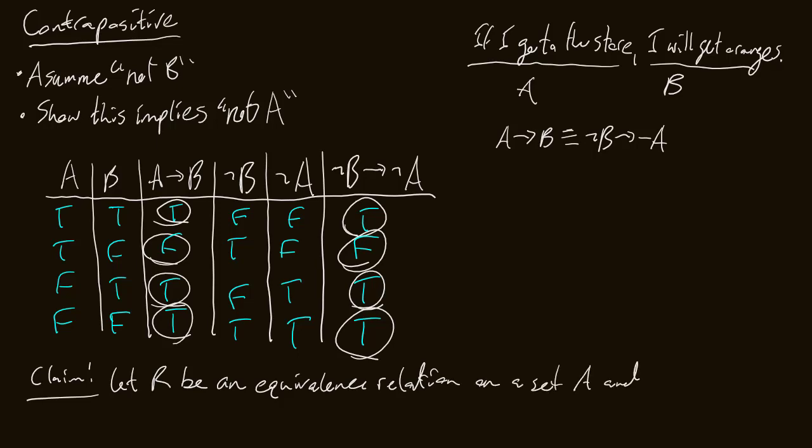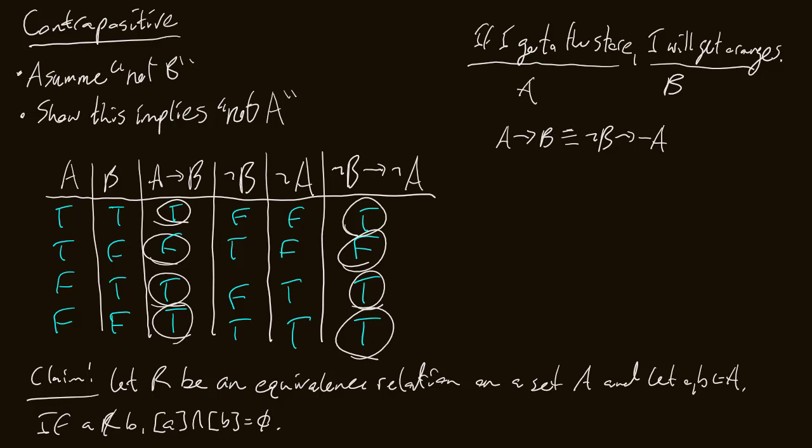And let a and b be elements of A. I'm going to say if a does not relate to b, then the intersection between their respective equivalence classes is the empty set, right? And this should make sense. This is something we talked about.